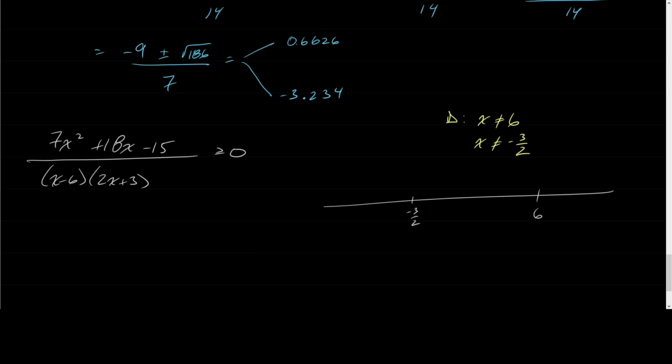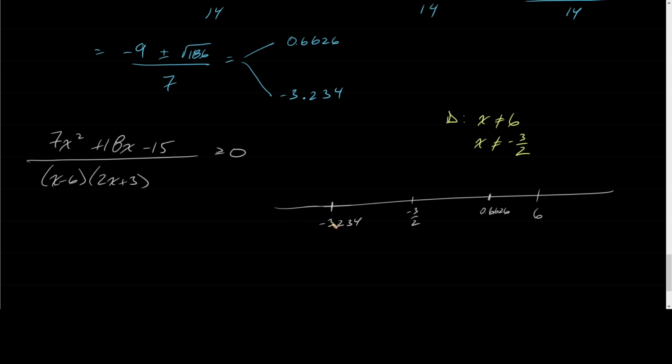0.6626. That'll be somewhere over here. 0.6626. And negative 3.234, somewhere over here. Negative 3.234. All right.